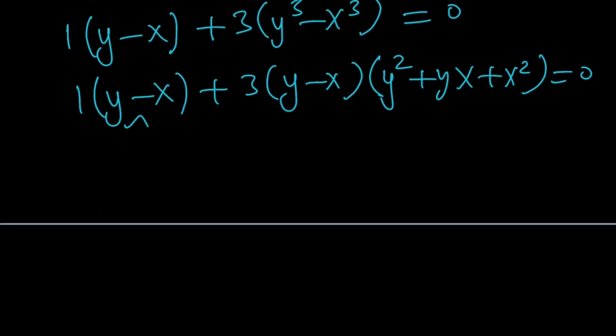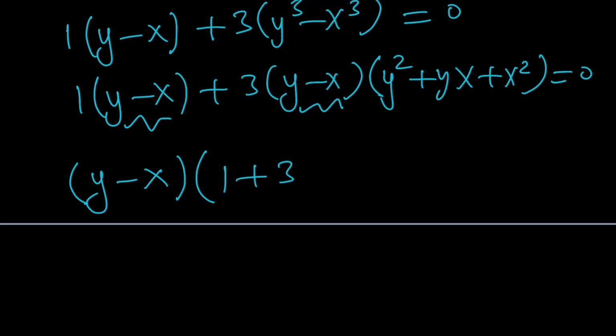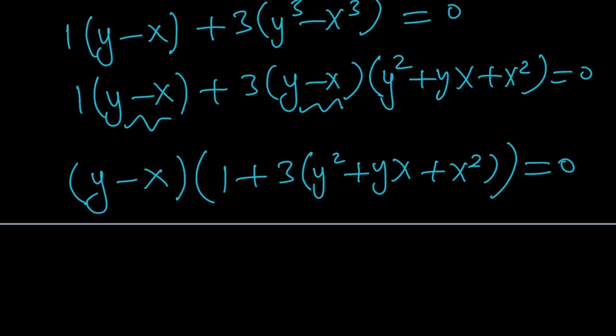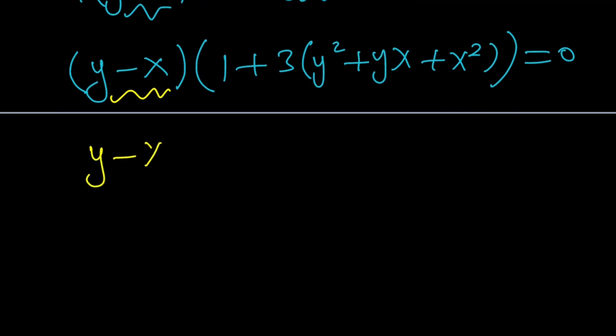Now notice that y minus x is a common factor. That's what I mean by factor by grouping. And then we get 1 plus 3 times y squared plus yx plus x squared, and the whole thing is equal to 0. Great. From here, we get something super nice, and that is the first factor being equal to 0. y minus x equals 0 implies y equals x.